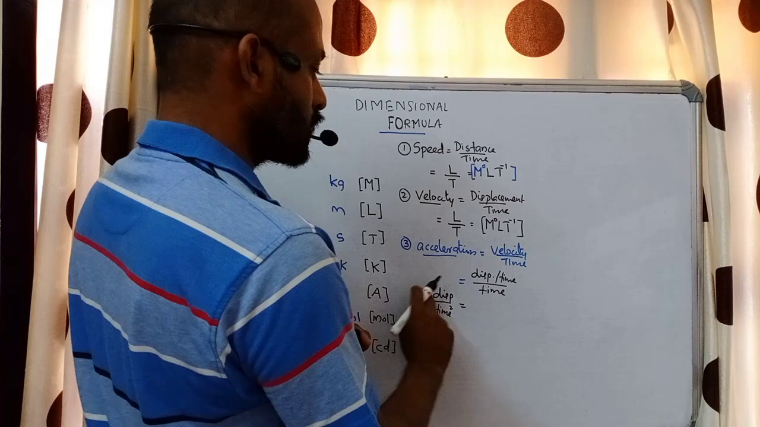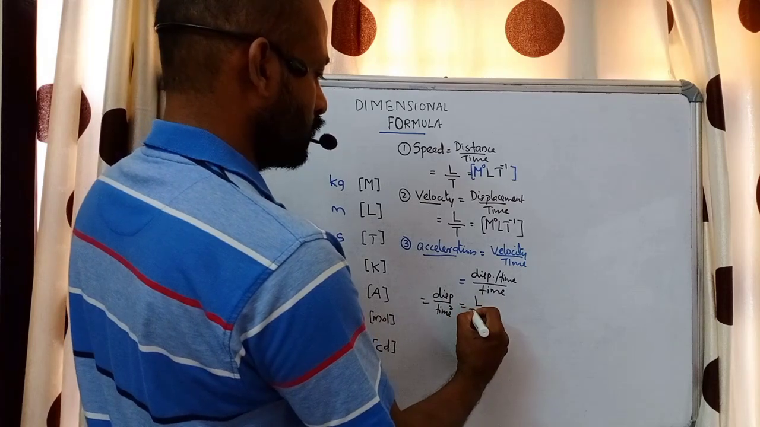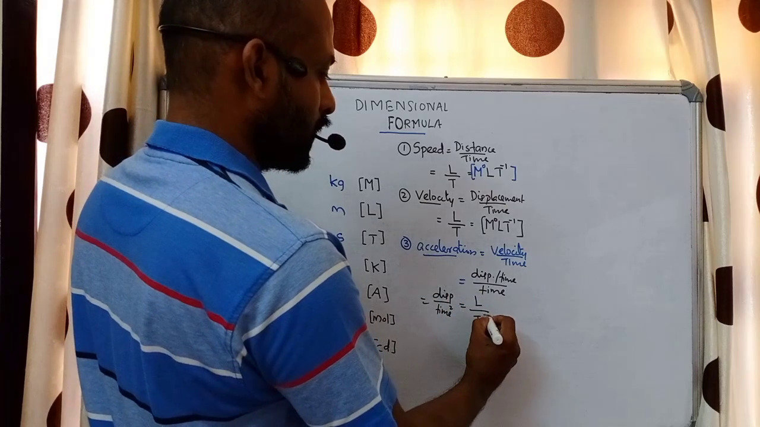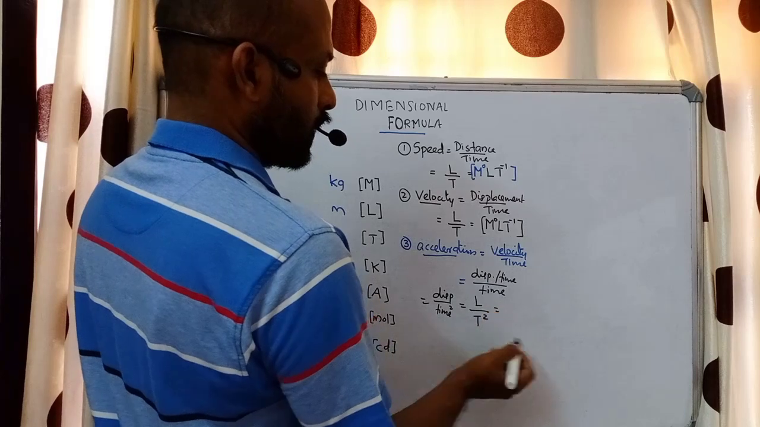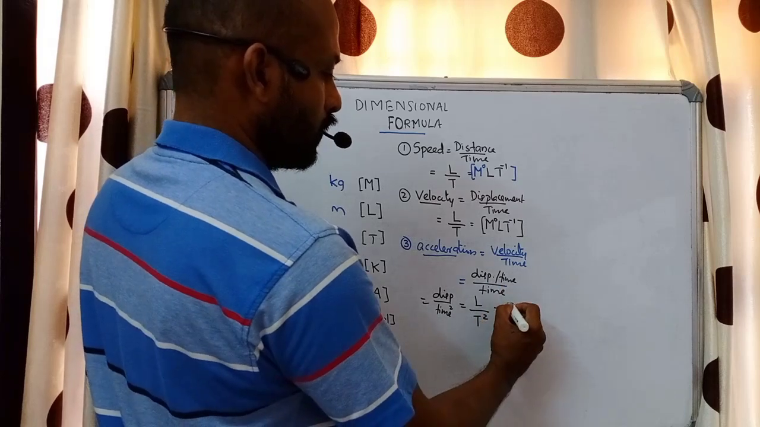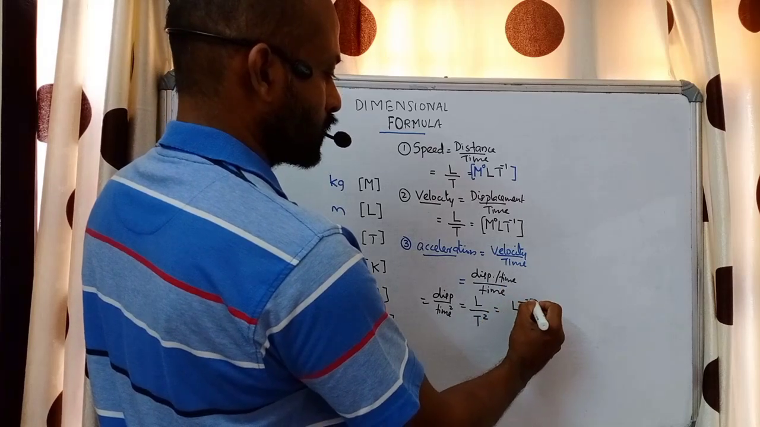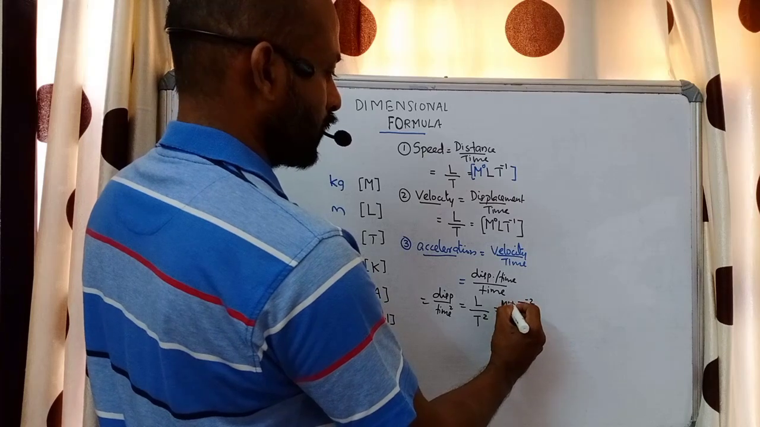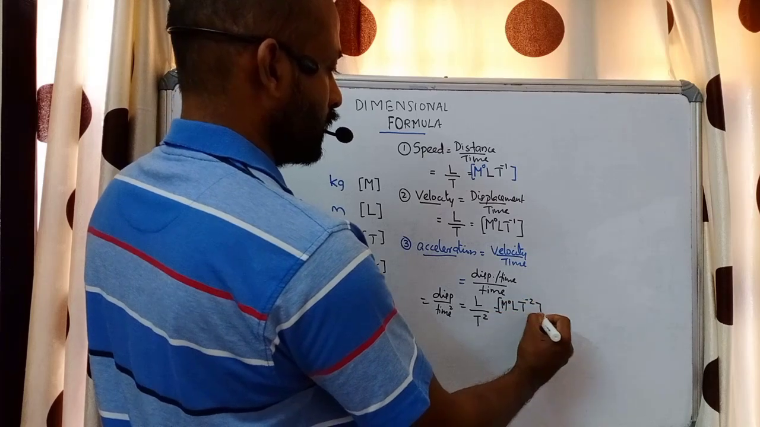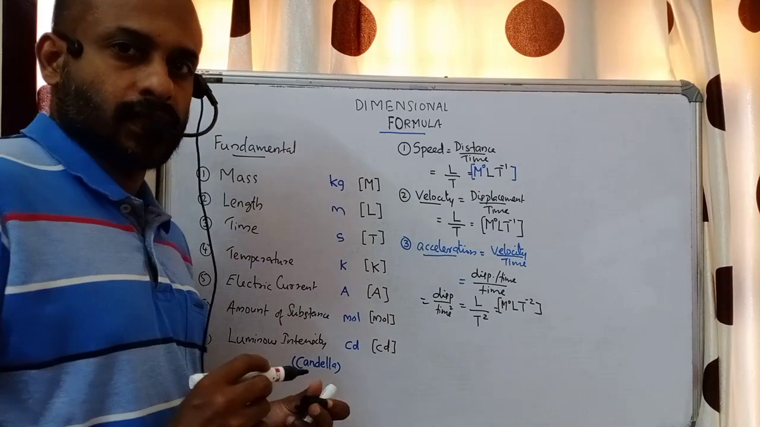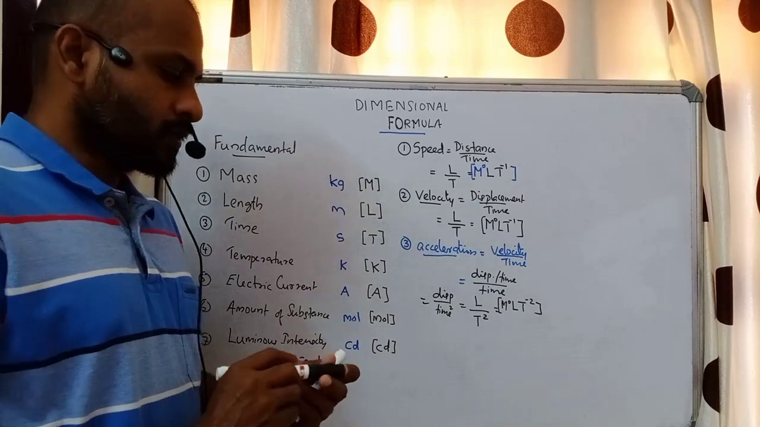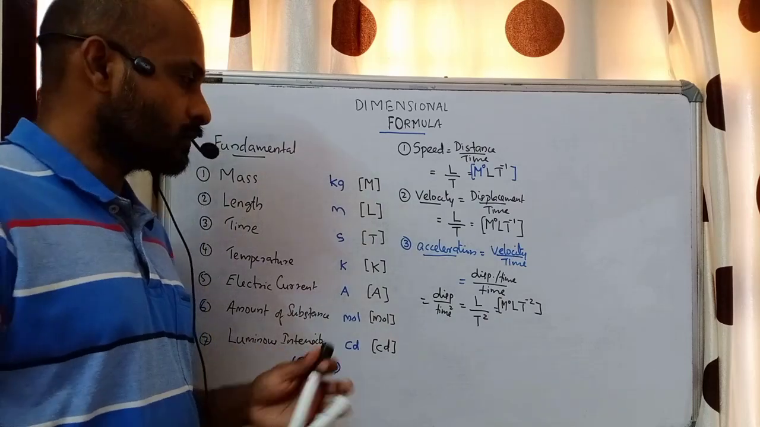What is the dimension symbol of displacement? Length, L. For time we have capital T, but we have to write T square. So when it comes in the numerator, T square, you will get L T raised to minus 2. But we have M also, M raised to 0. This is the dimension formula of acceleration. Okay. Next we will see the dimension formula of force.